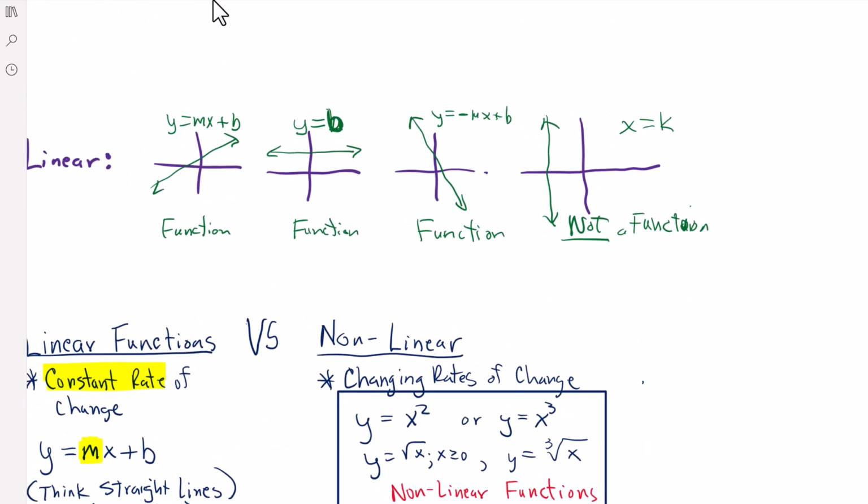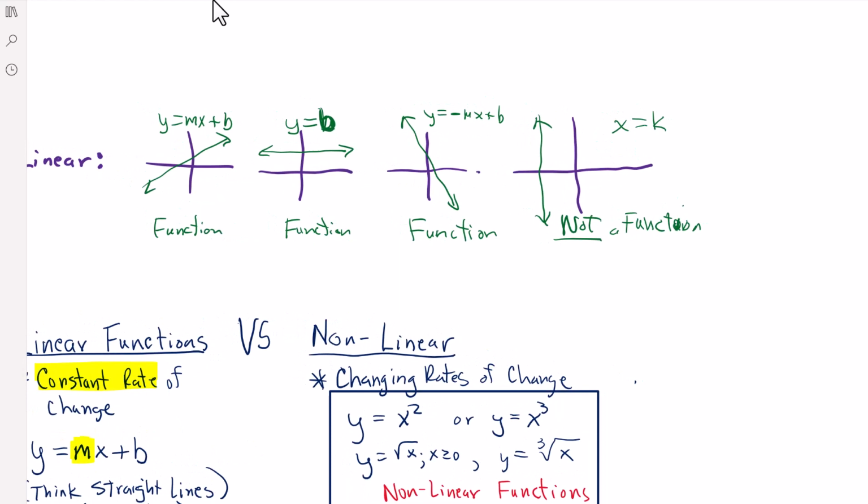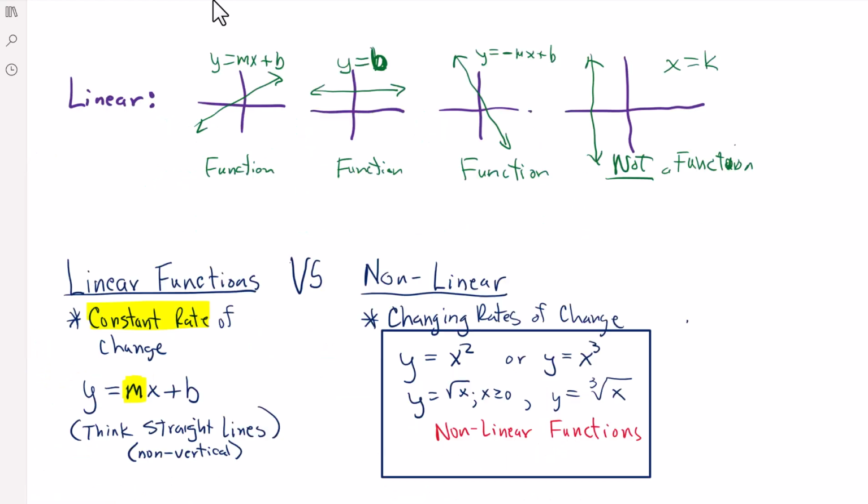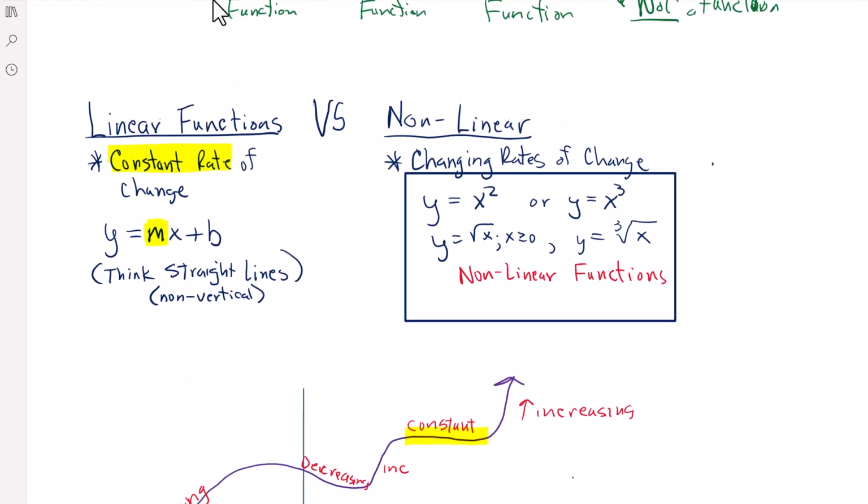Here's another example. y equals mx plus b, function. Horizontal line, y is equal to a number, function. A negative mx plus b, function. x is equal to a number, not a function. So linear functions have a constant rate of change.